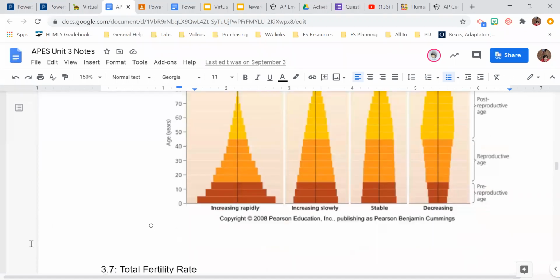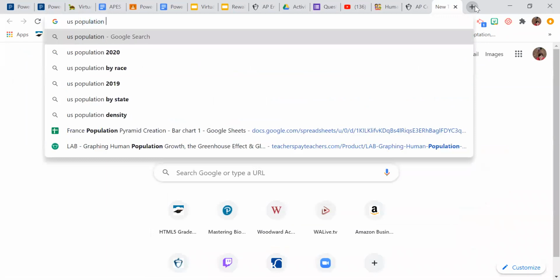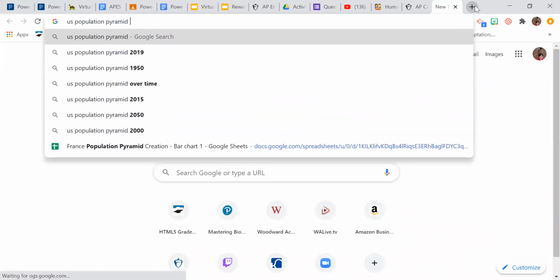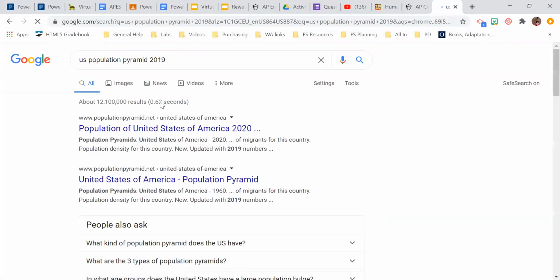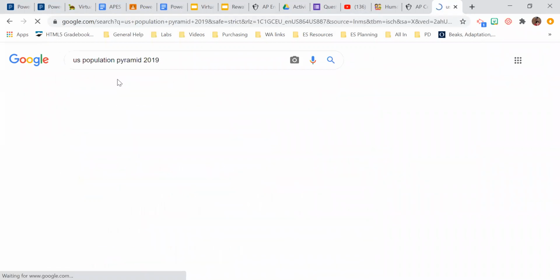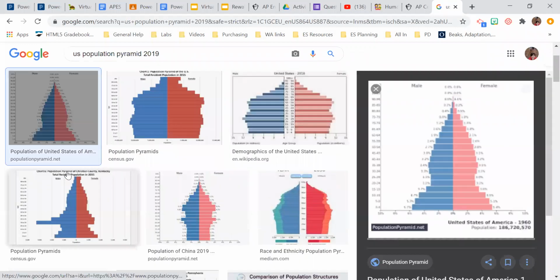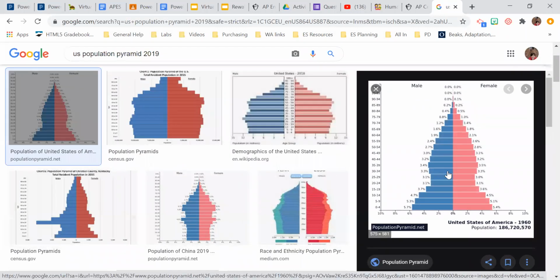All right, before we move on to the total fertility rate, I want to go ahead and look at the US population pyramid. Let's see if we can get a 2019 one. All right. Okay, so this is 1960. So this is the US in 1960.